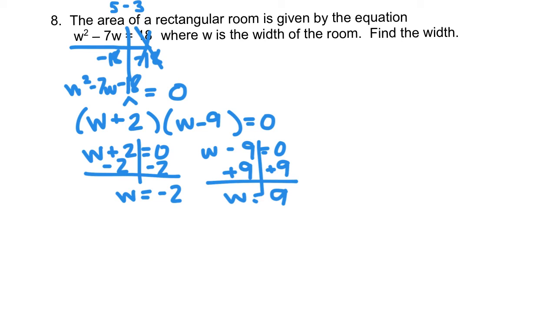However, this doesn't really make sense. How can the width be negative 2 and 9? Well, one of them obviously must be incorrect. So which one is correct? Well, think about distance or measurement. Can the measurement be a negative number? No, it cannot. So that means the width of the room is 9.